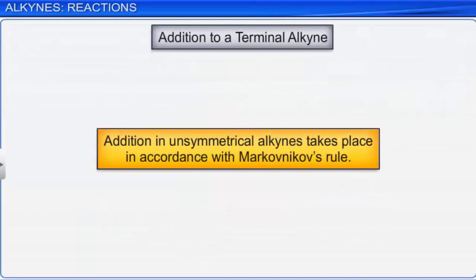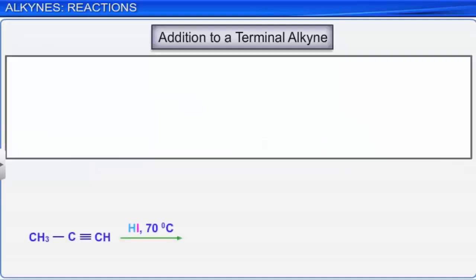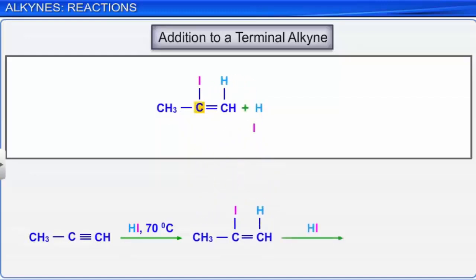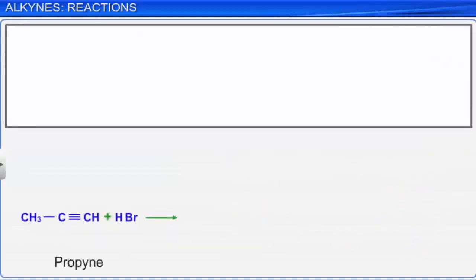This rule says that in an electrophilic addition reaction, the negative part of an addendum attaches itself to the unsaturated carbon atom of the molecule having lesser number of hydrogen atoms. For example, propyne reacts with 2 molecules of hydrogen bromide and forms 2,2-dibromopropane in accordance with Markovnikov's rule as shown here.